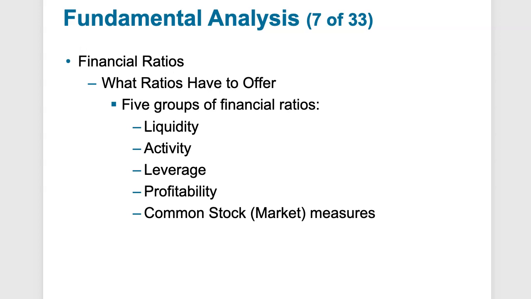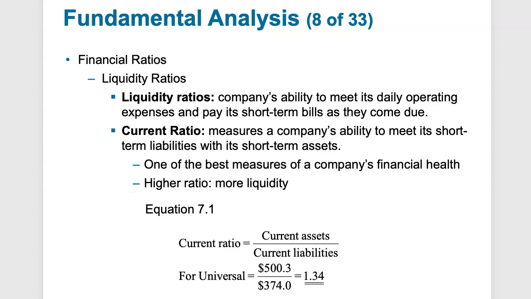Now, the financial ratios are grouped in 5 main areas: liquidity, activity, leverage, profitability, and common stock measures. We're going to review each of these areas. So we generally would organize our financial ratios in these 5 distinct groups. Now, let's first start with the liquidity ratio.